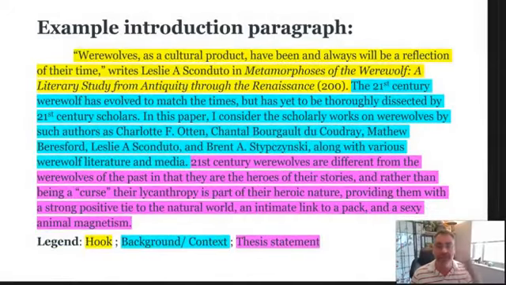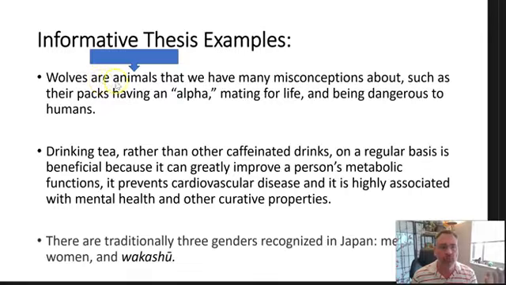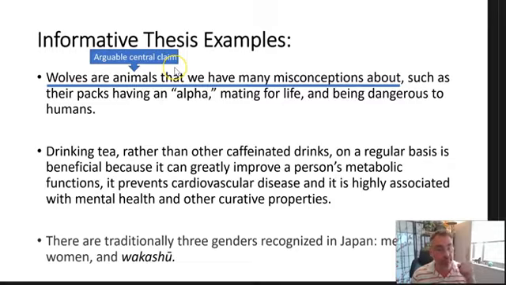Okay, so let's look at some specific examples for informative thesis statements. So here we go. Wolves. I like wolves. Wolves are animals that have many misconceptions about, such as their packs having an alpha, mating for life, and being dangerous to humans, right? So here we have an arguable central claim, which is important. You want it to be something that people could disagree with you about.